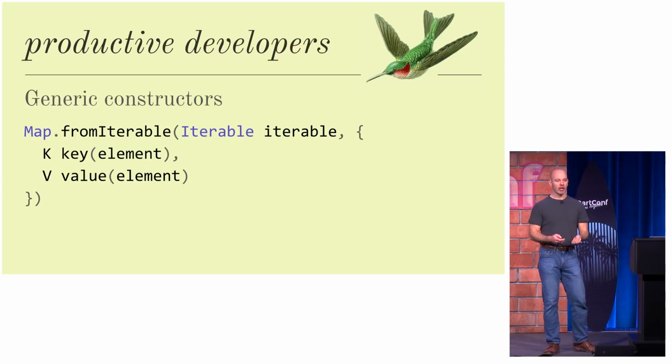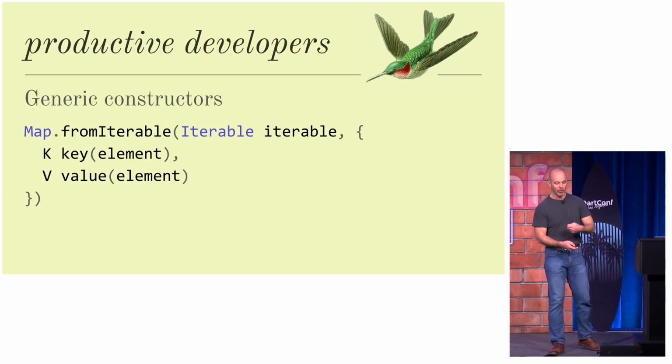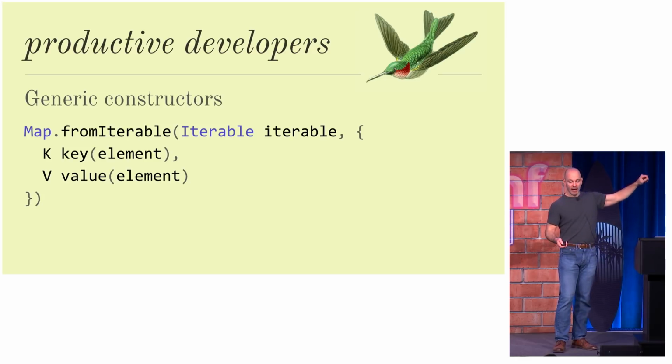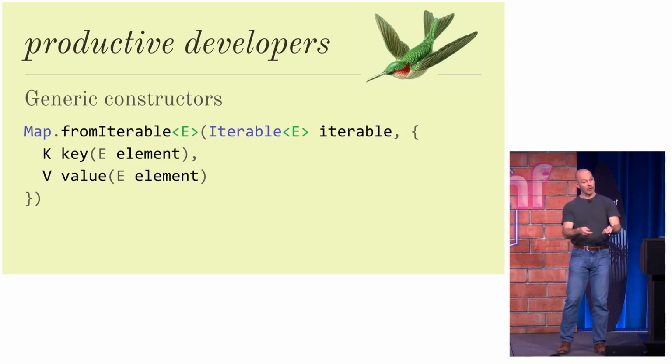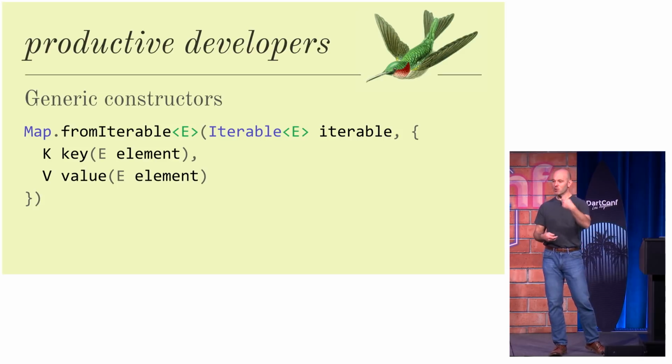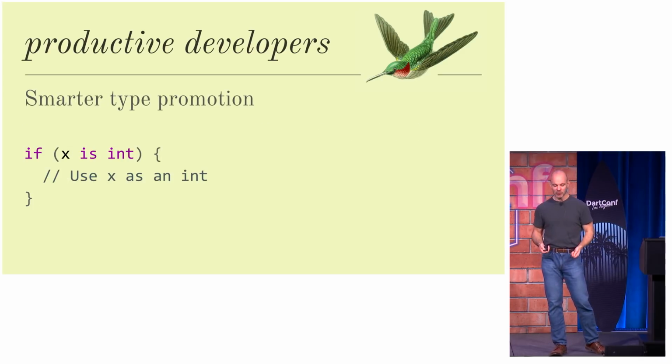There are things like generic constructors that we don't have yet that allow us to take these relatively untyped constructors like from iterable and fill in more types on them. And again, this allows us to preserve types better, and this allows us to get better type inference so that the users of your APIs get a better experience.